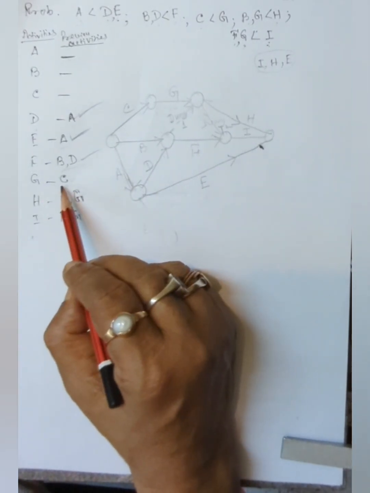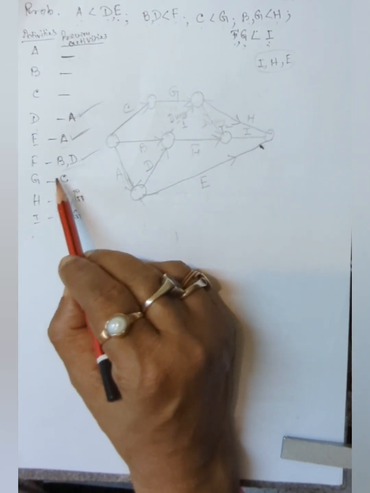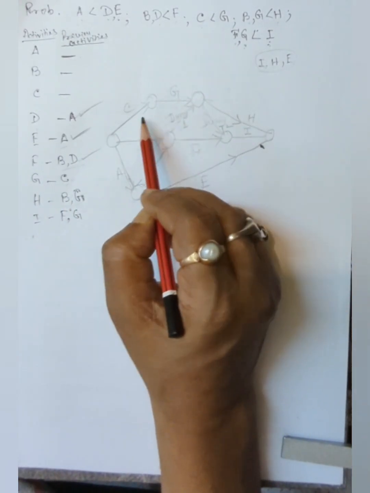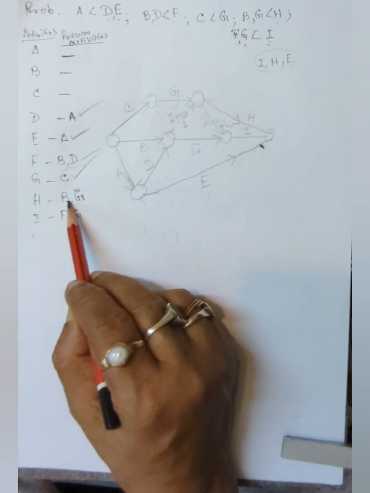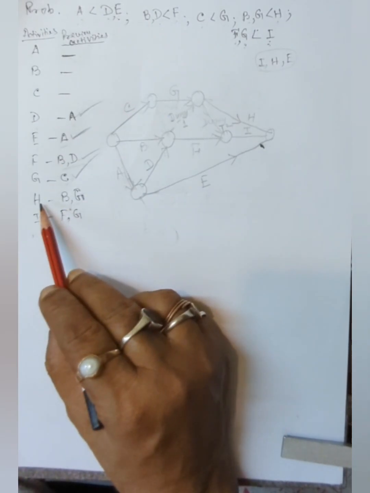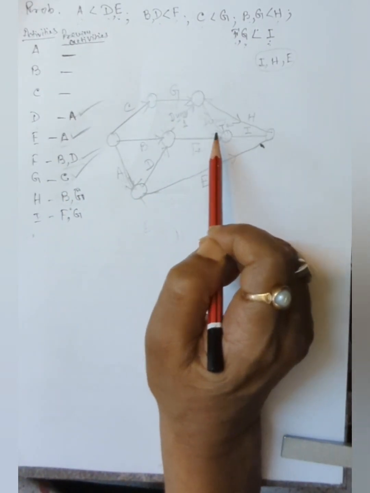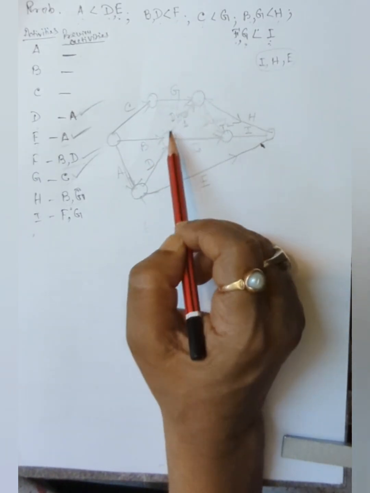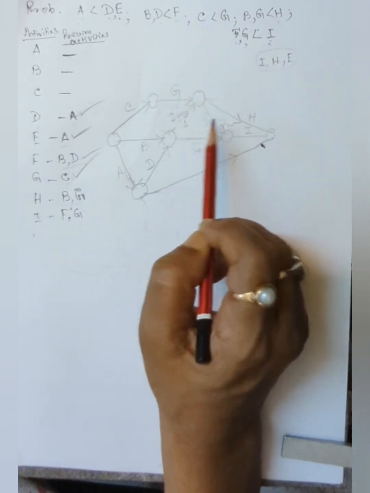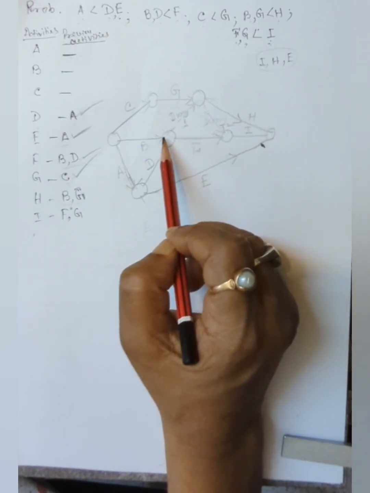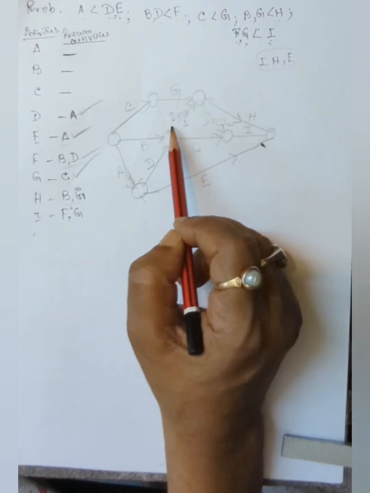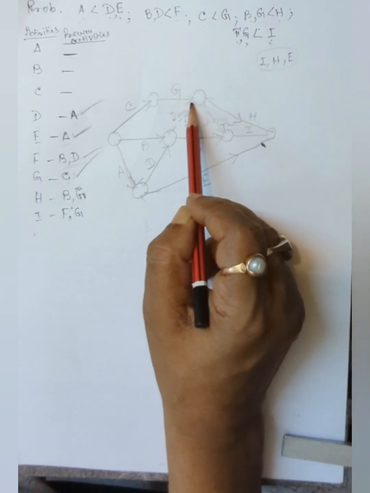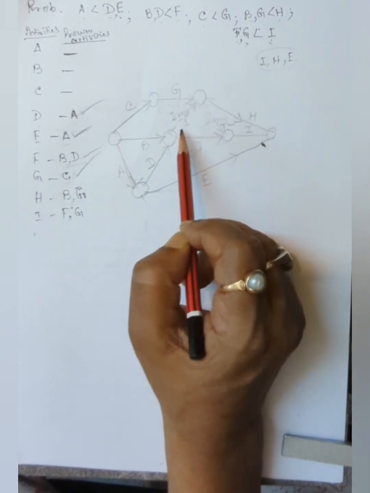Done. Now C is to be completed before starting G. Where is C? C is to be completed before starting G. B and G are to be completed to start H. Where is B? B and G. These are the preceding activities before starting H. Okay. Here is B and G. That's why one dummy is required to get the actual preceding relationship.